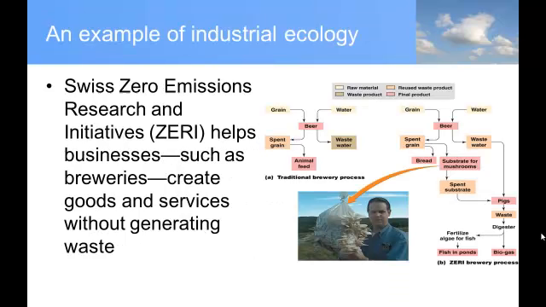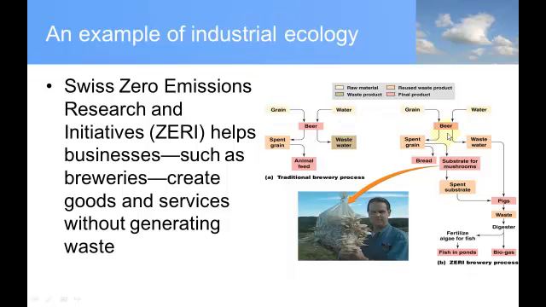The Swiss Zero Emissions Research and Initiative Program helps businesses try to find ways to convert their waste into goods and services. So in this example, we're looking at a brewery here. And the old way is the brewery used grain and water to produce beer, and it generates spent grain and wastewater as the waste product. And they often just sold the spent grain as animal feed, and the wastewater, though, was just waste that was costing them money to dispose of.